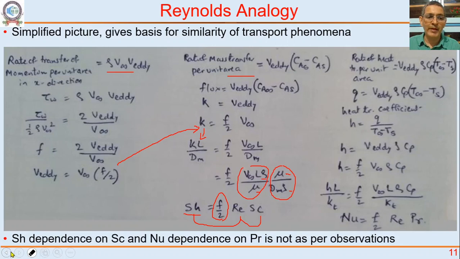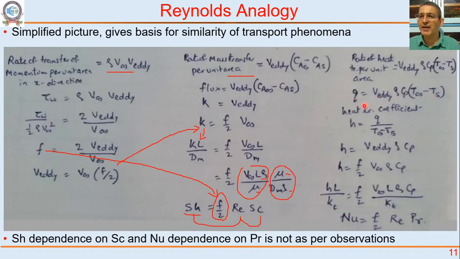That comes from momentum transfer. F is a momentum transfer parameter. Same way for heat transfer, the rate of heat transfer per unit area is nothing but rho Cp (T infinity minus Ts). That's the extra enthalpy per unit volume that it is bringing. Rate per unit area is nothing but velocity, so flux would be velocity of the eddy times rho Cp (T infinity minus Ts).